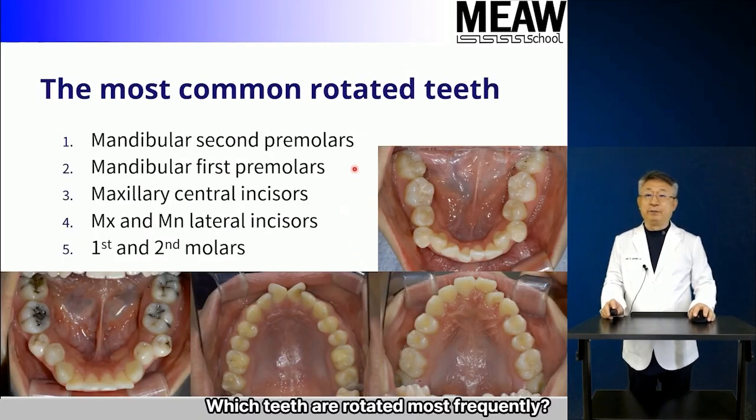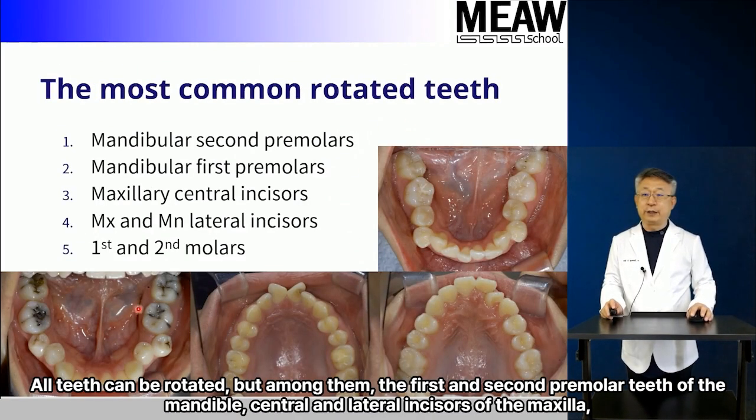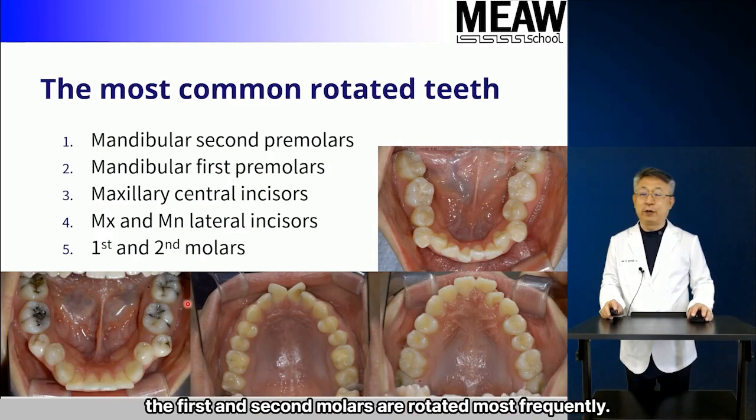Which teeth are rotated most frequently? All teeth can be rotated, but among them, the first and second premolar teeth of the mandible, central and lateral incisors of the maxilla, the first and second molars are rotated most frequently.